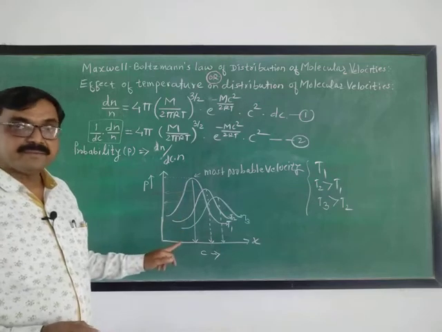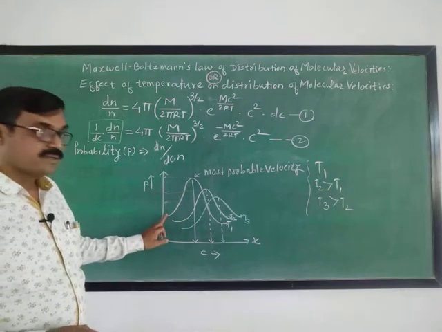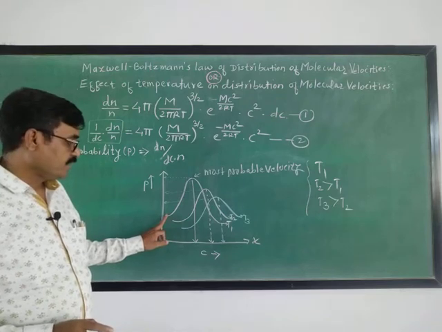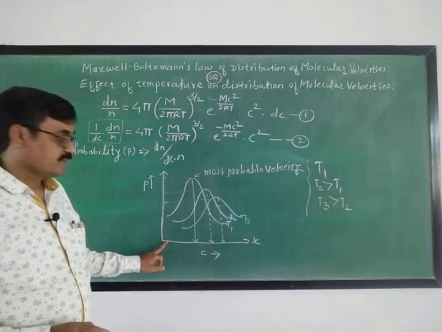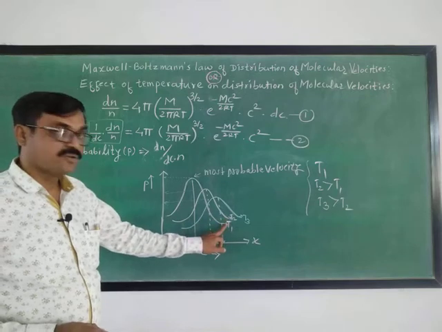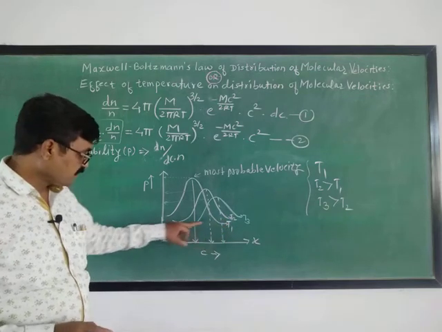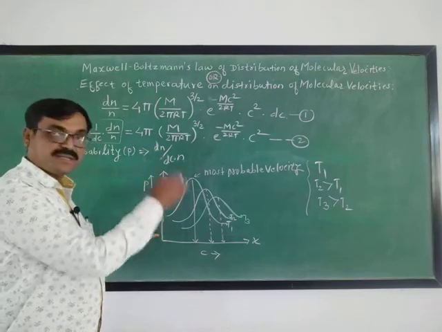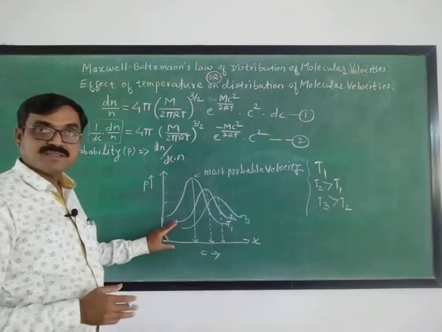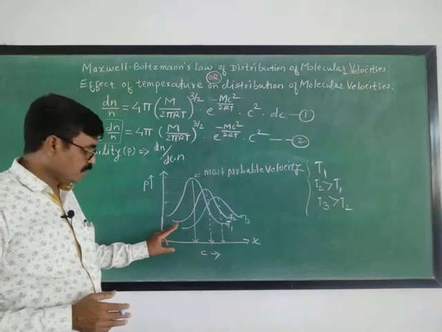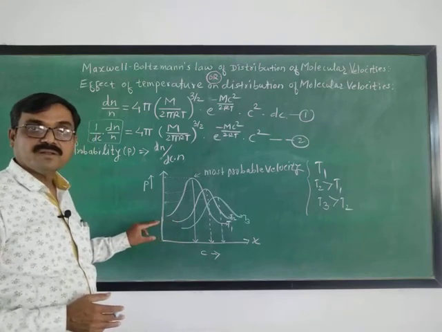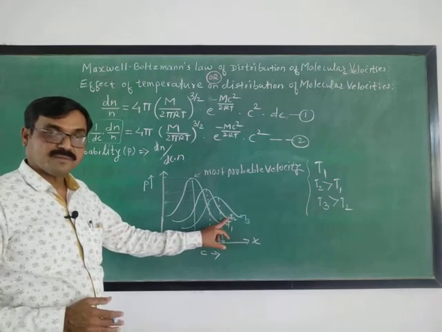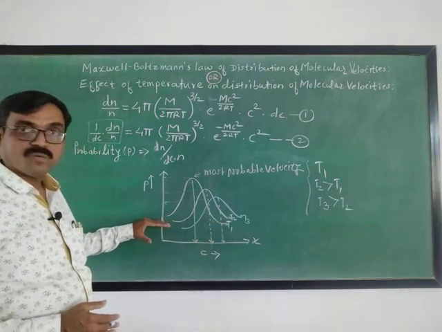Okay, and what is this? This is nothing but the fraction of molecules having very low velocity. This is nothing but the fraction of molecules having very high velocity, but this fraction is very low as compared to this. Due to the increase in temperature, again this is nothing but the fraction of molecules having low velocity, and this is the fraction of molecules having high velocity, but this fraction is low.